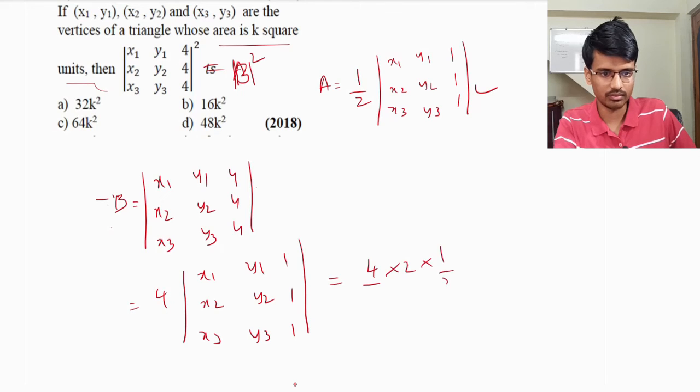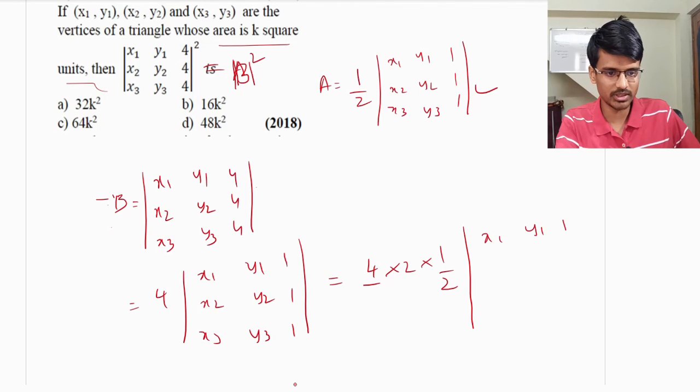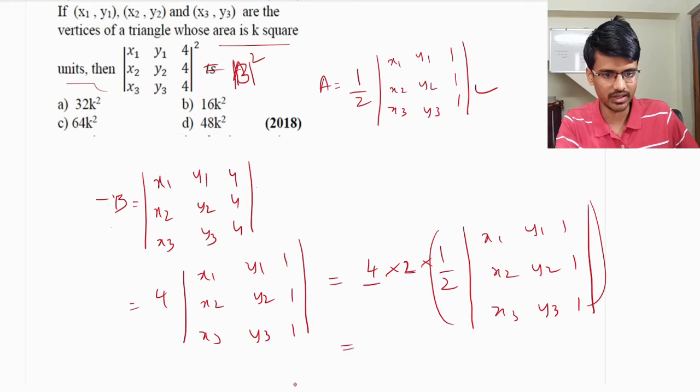Multiply and divide by 2. Okay, so this is the same thing: x1, y1, 1, x2, y2, 1, x3, y3, 1. I have just multiplied and divided by 2. So this is nothing but the area of the triangle, which is k. They have given us 4 into 2 into k. So 4 2s are 8, 8k. So this is only one thing, b.